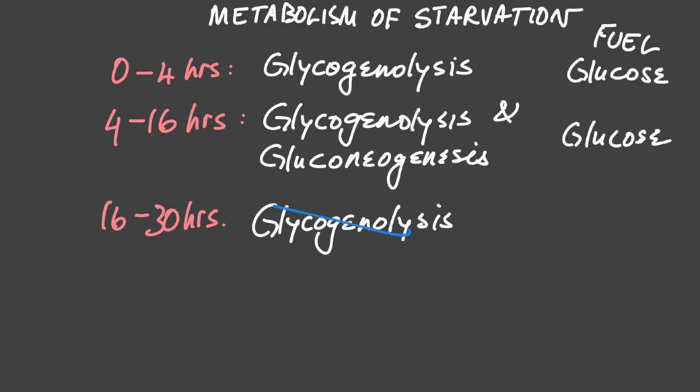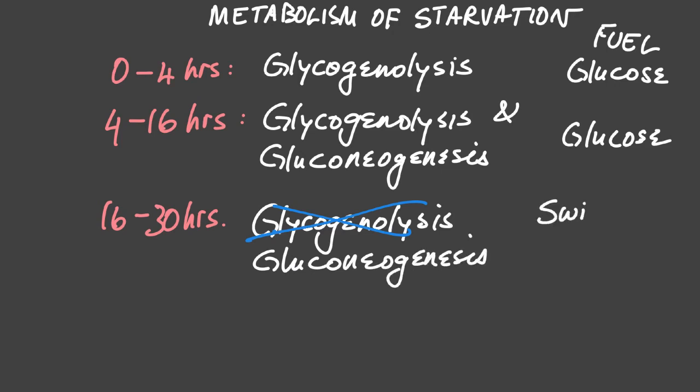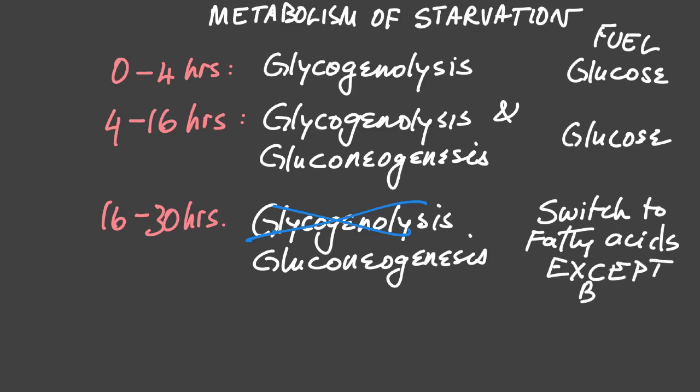Between 16 and 30 hours, no more glycogenolysis can continue because glycogen has run out. Gluconeogenesis still provides some glucose. Most of the body switches its fuel from glucose to fatty acids because there's not much glucose available, except for the brain. The brain insists on glucose, the premier fuel.